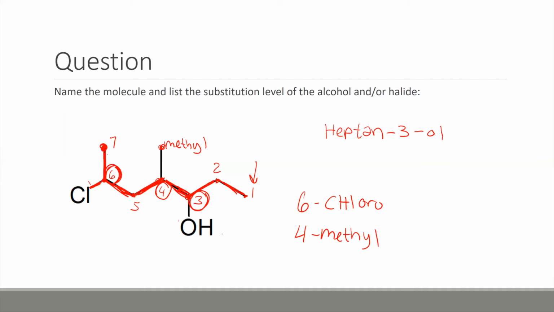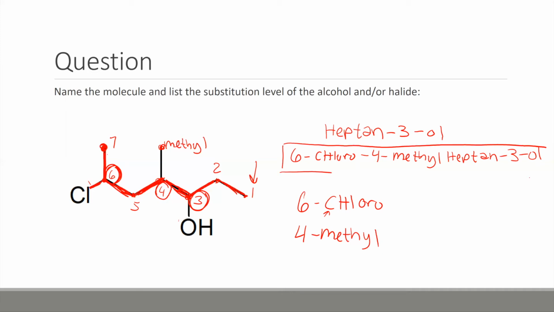So now I want to put this all together. Remember, alphabetical for any of the other side chains. So chloro will go first and then methyl. So in all, this will be 6-chloro, 4-methyl, heptan-3-ol. So there is the full name of this compound.